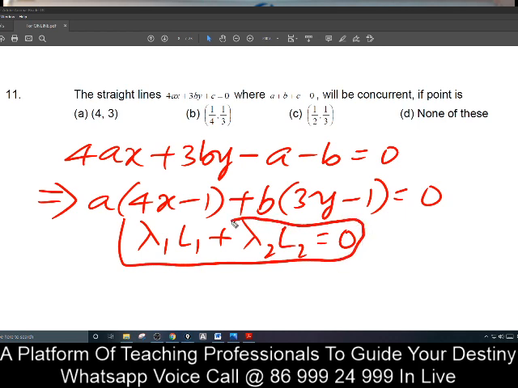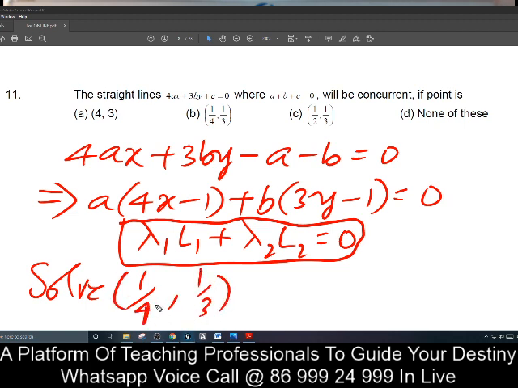So by solving L1 and L2, you'll get the point of concurrence. So solve them, please. x is 1 by 4, y is 1 by 3. That's it, please. This is the understanding. This is the method to get the point of concurrence. 1 by 4, 1 by 3 is the answer.